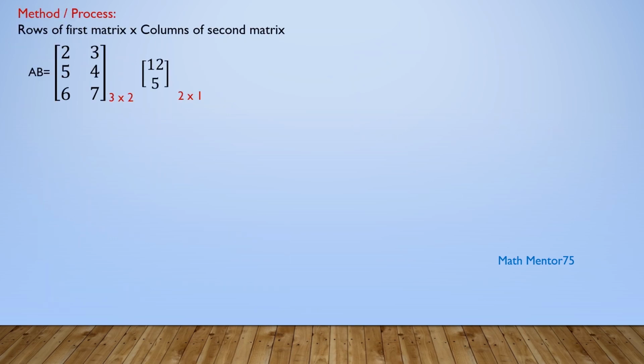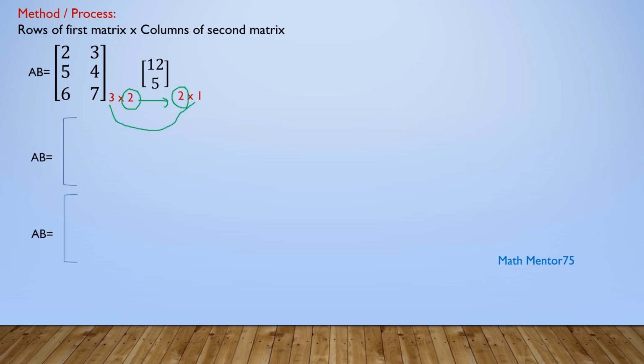Now let's do one more example. Again, multiplication, two matrices. Now it's better if you pause this video, do the multiplication and then reveal the answers. In the first matrix we have 2 columns. In the second matrix we have 2 rows. It means yes, we can do the multiplication. And what would be the order of the final matrix? It is going to be 3 into 1.